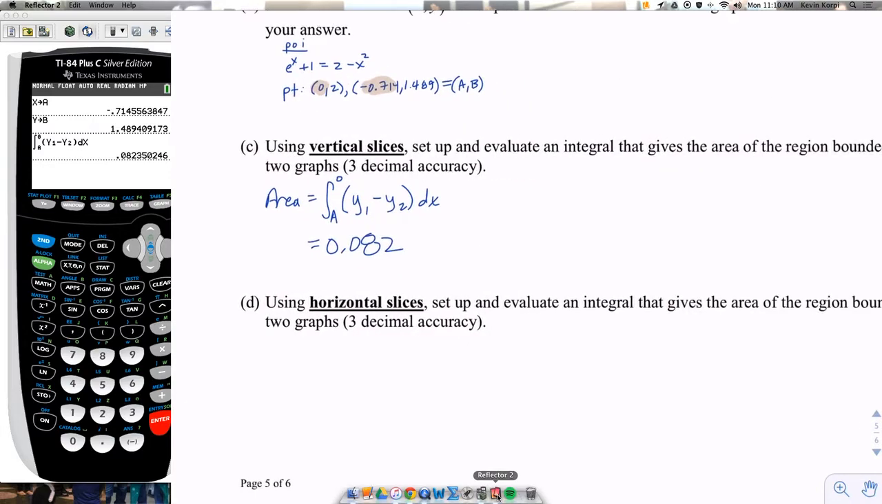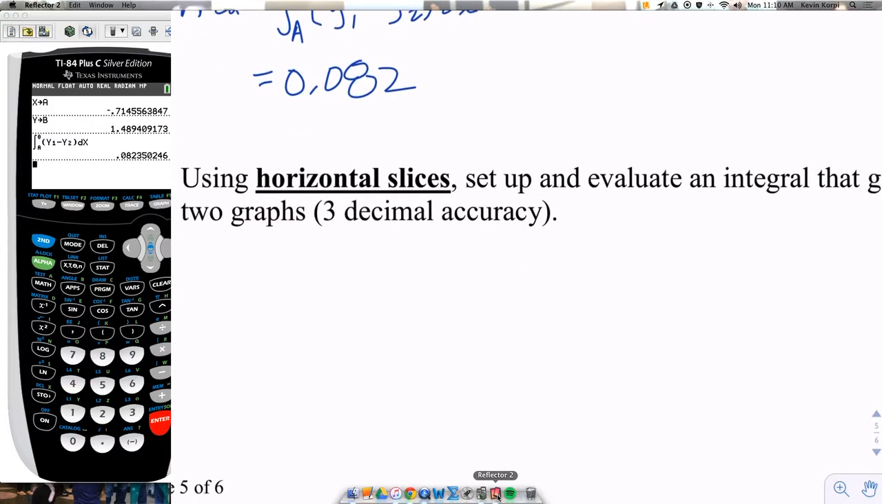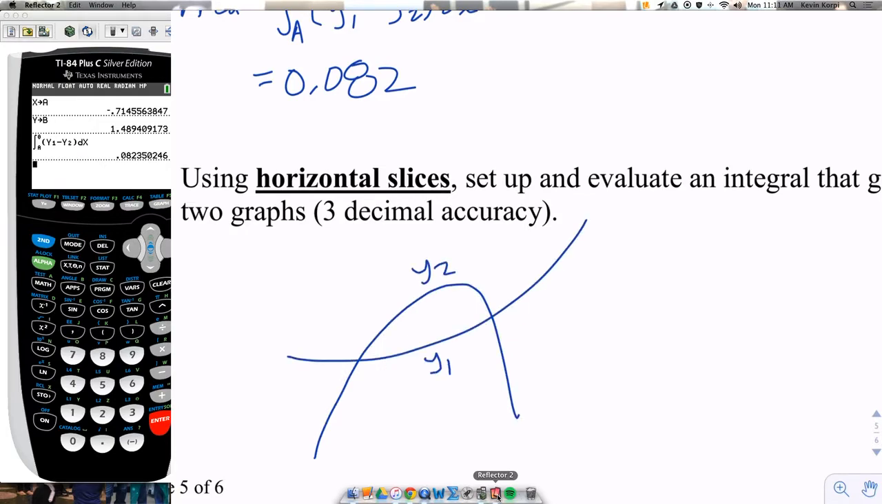All right, part B, using horizontal slices, find the area of the region. Same thing. Now, for the region, let me redraw it right here. This is my y sub 2. This is my y sub 1. If I'm going to slice it horizontally, I got to change some things.